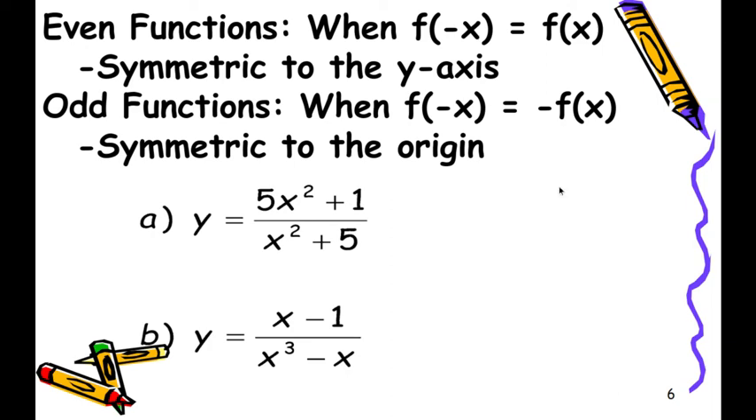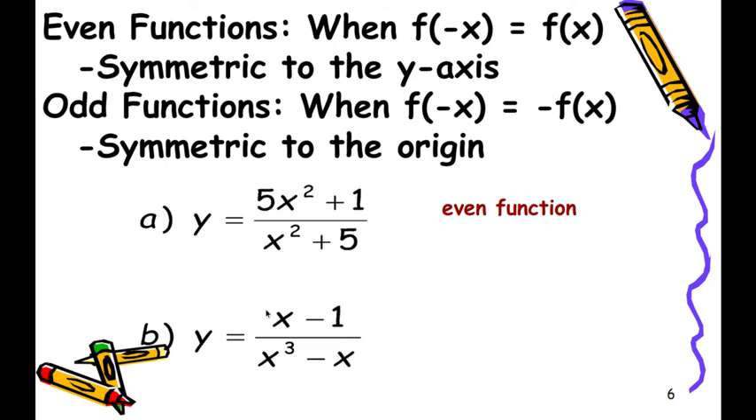So just looking at these two examples, if we were trying to identify them as even, odd, or neither, for this first one, you could replace x with negative x and simplify, or you could simply pick a number. For example, if we pick the number 2, 2 squared is 4, 4 times 5 is 20, so we get 21 on top. 2 squared on the bottom is 4 plus 5 would be 9, so we get 21 over 9. Now, if you replace x with negative 2, you'd have to square it first. So you're going to get positive 4, so 21 on top, and then on the bottom, you're going to get 9. So for both of those, we're going to get 21 over 9. I may have said 20 earlier, but this means that it's going to be an even function. So there will be symmetry to the y-axis.